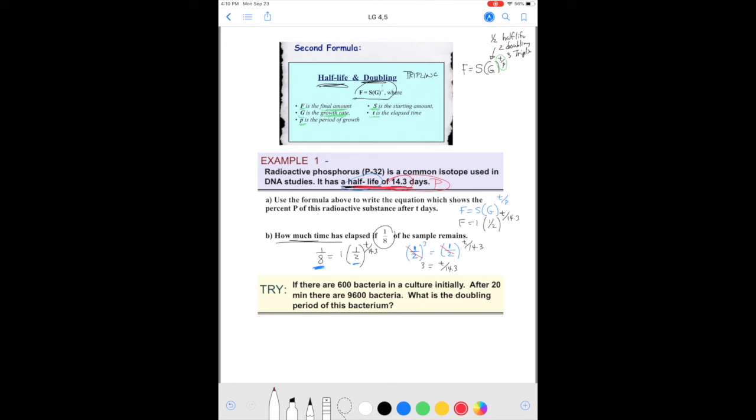14.3. Now I just do my canceling of fractions. Times that by 14.3, it's gone. And so I have to times this by 14.3. So the answer is T equals 42.9. And we are talking days. Okay, so don't forget about the units.